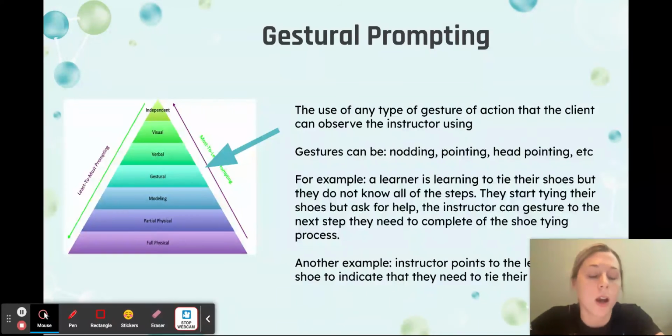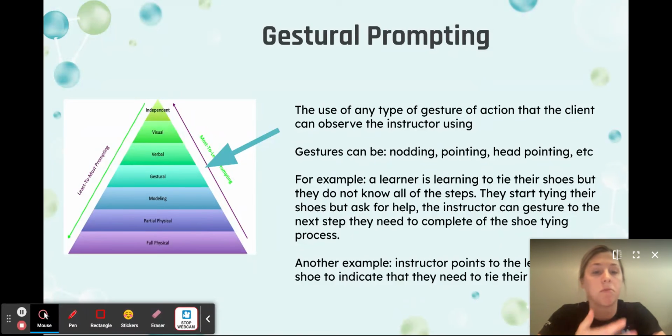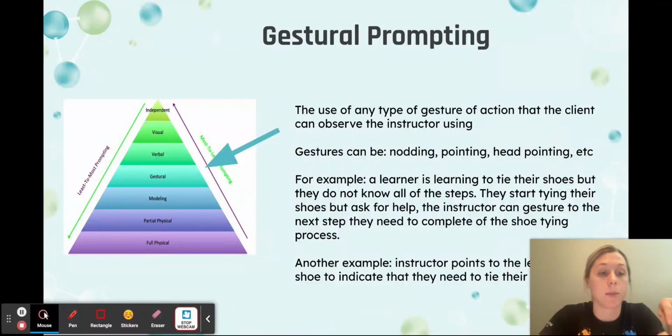So for example, a learner is learning to tie their shoes, but they do not know all of the steps. They start tying their shoes, but ask for help. The instructor can gesture to the next step that they need to complete. Another example is the instructor points to the next step that they need to do to complete their shoe tying.